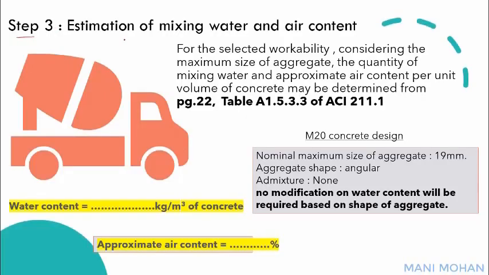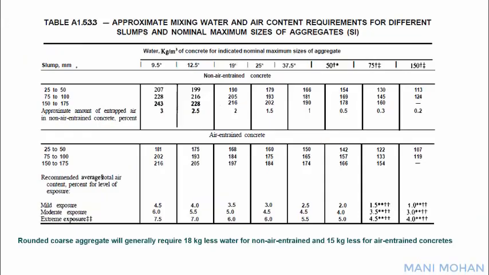In step 3, which is estimation of mixing water and air content, we consider workability as well as the maximum size of aggregate, and with these two references, the quantity of mixing water and approximate air content per unit volume of concrete may be determined from page number 22, table A1.5.3.3 of ACI code 211.1. It must be noted that whatever water content has been mentioned in this table, it has been given for non-air entrained concrete as well as air entrained concrete.